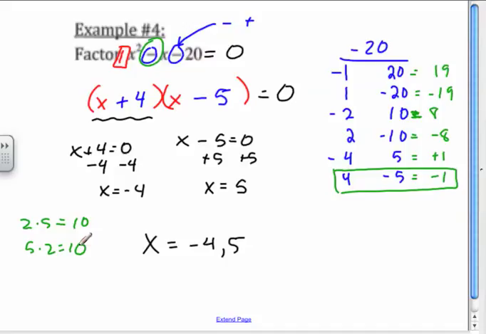Okay, a follow-up question, James P. No, I meant if the 4 is negative and the 5 is positive. Yes, if the 4 were negative and the 5 were positive, then that would give me a positive x in the middle. But I don't want a positive x. I want a negative x, because they have to add to give me the middle term.